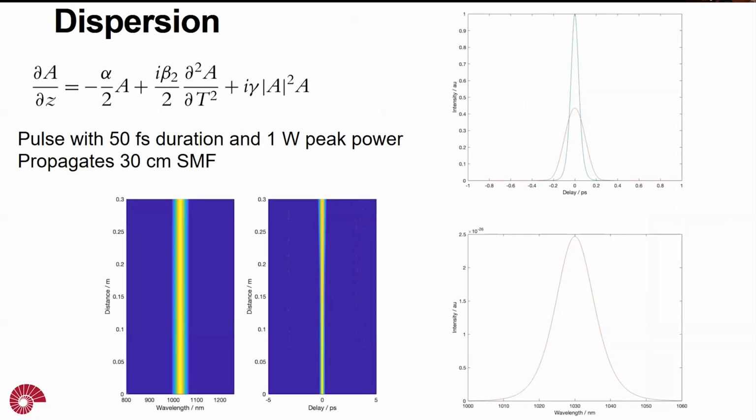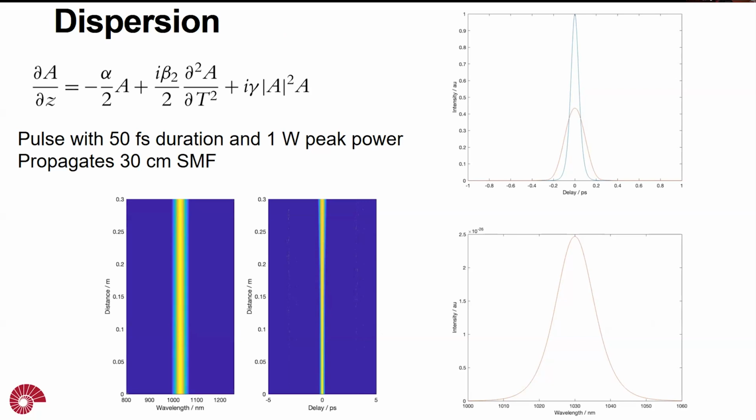For instance, I have a laser pulse. This is coming from my own laser. It's femtosecond. Now everybody knows it, right? 10 to the minus 15. 50 femtoseconds, not the shortest pulse, but not bad. I have 1 watt peak power. The peak of my laser is 1 watt, okay?